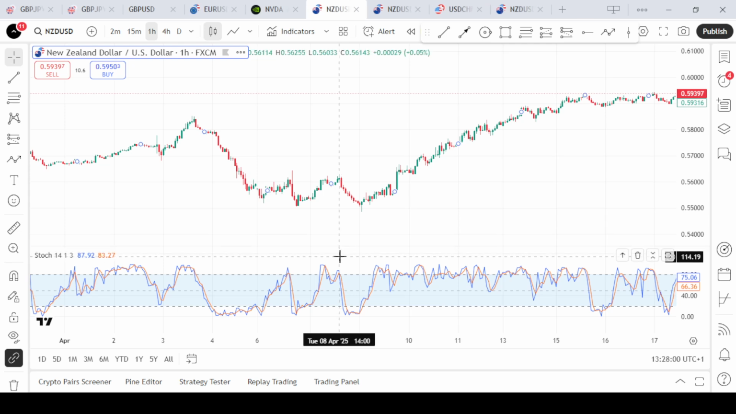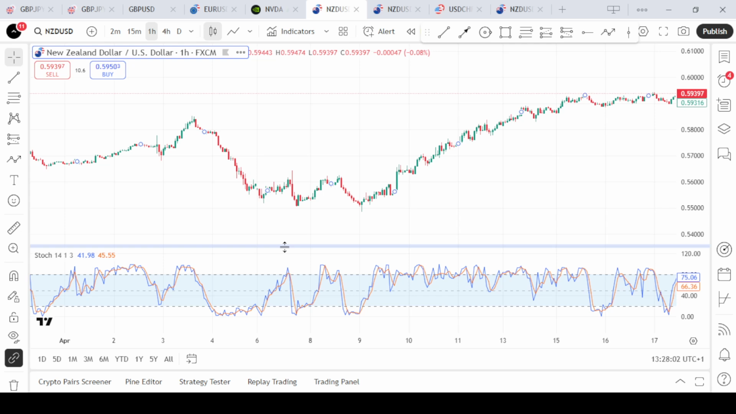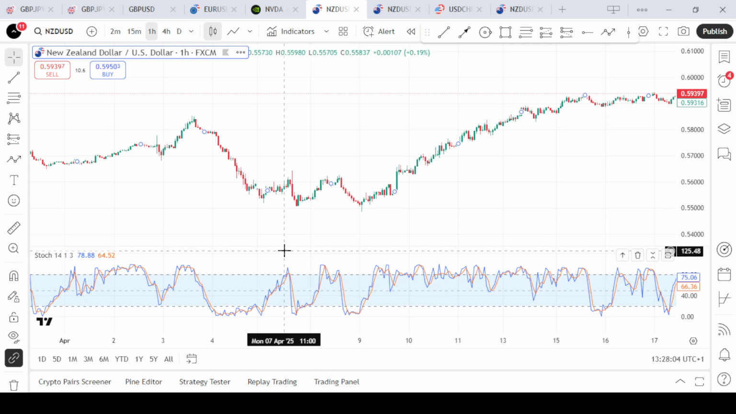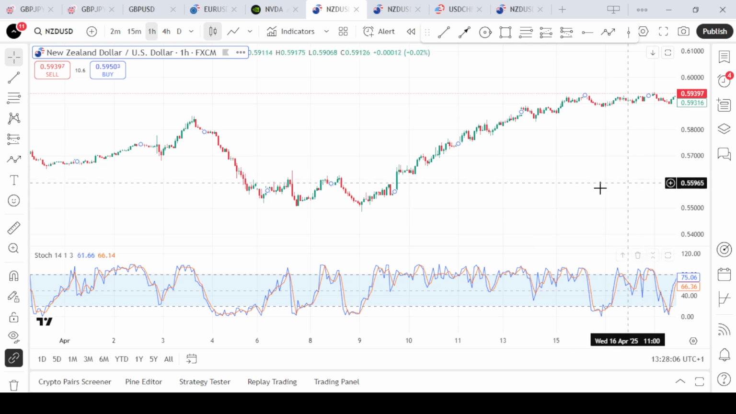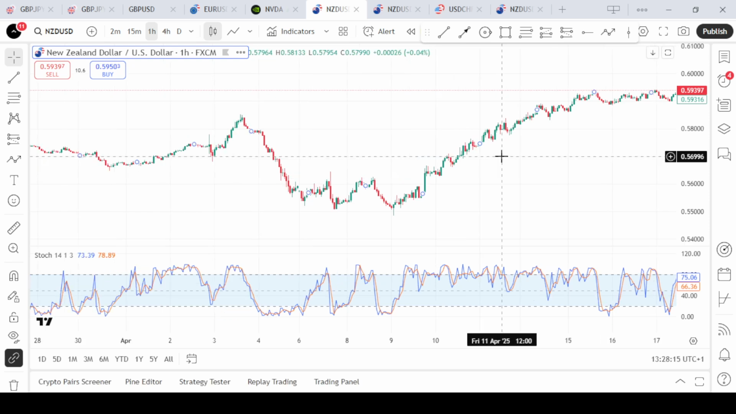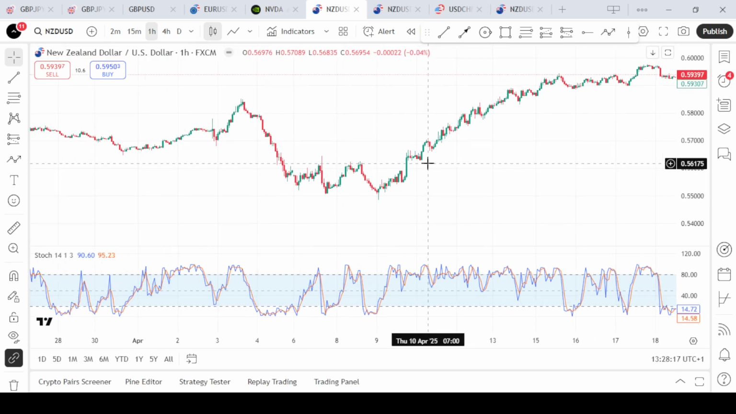The second key signal you need to note is a crossover. When the fast line crosses above the slow line, it's a bullish signal, and when it crosses below, it is a bearish signal. Now, the third key signal you need to take note of is called divergence.